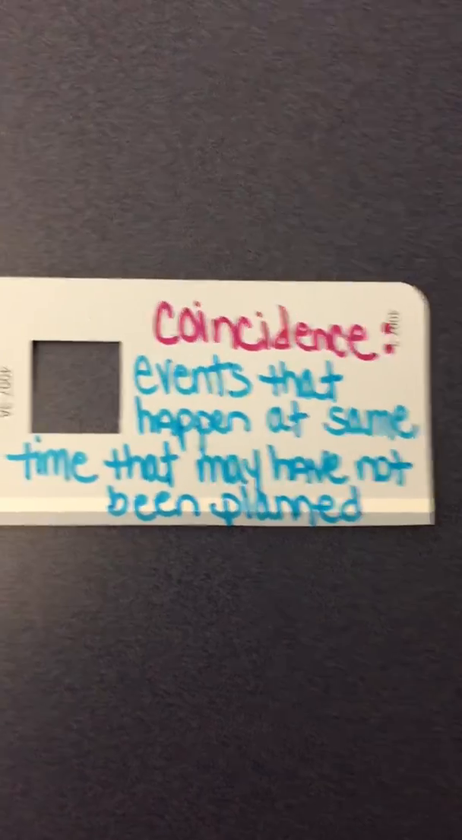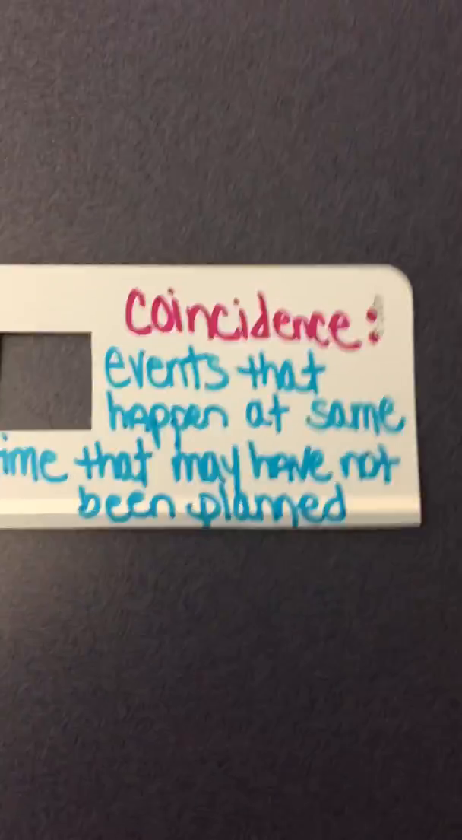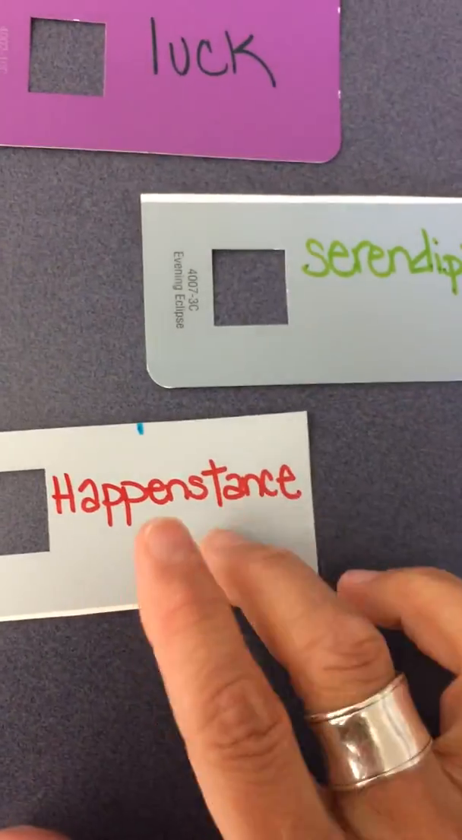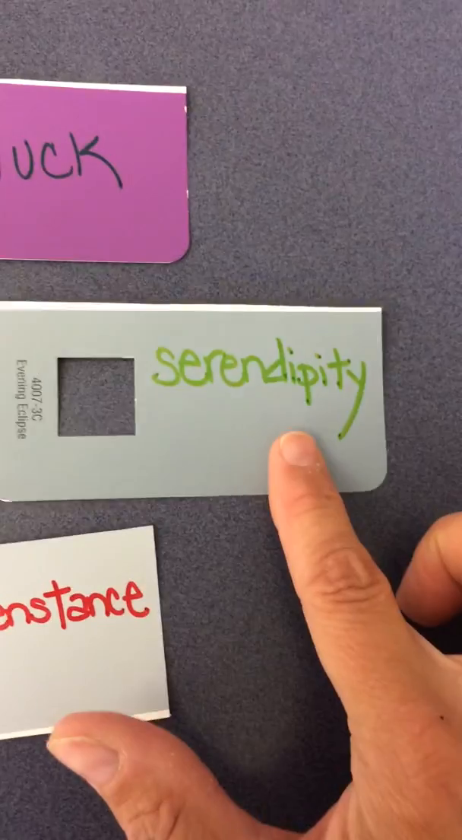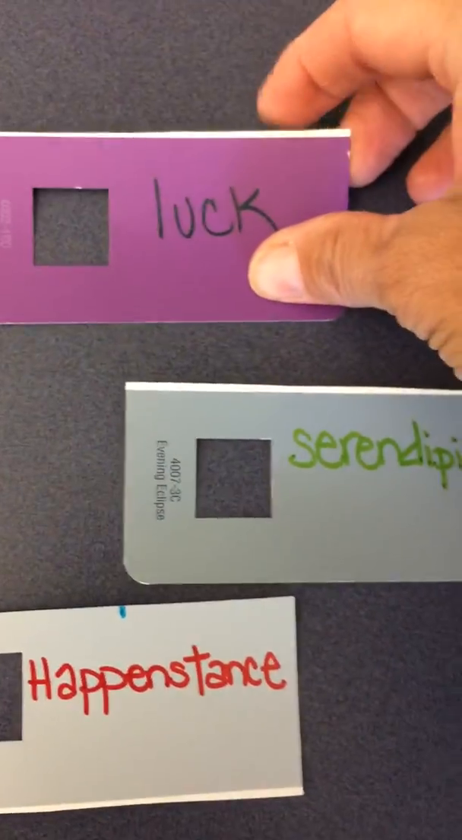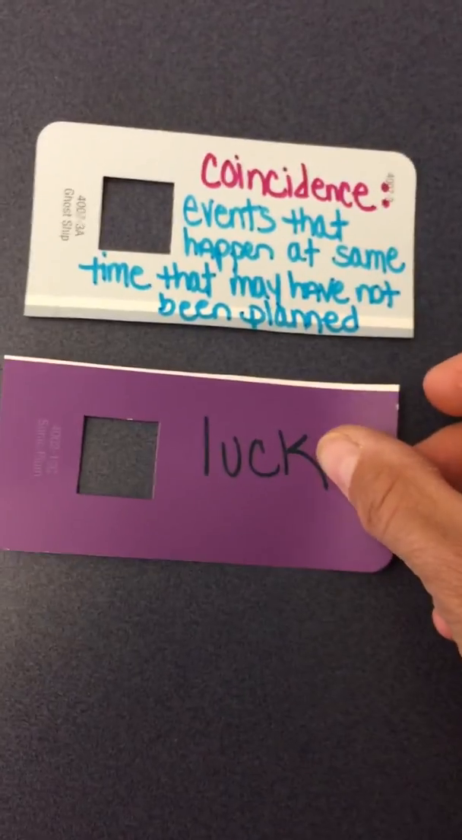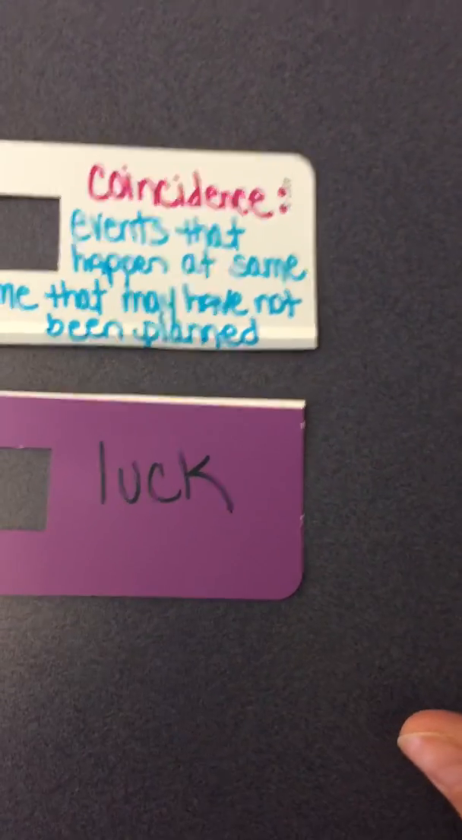Okay, so coincidence, the definition: events that happen at the same time that may not have been planned. Fine, great, I'm going to write that one down. Then I'm going to look at my words. I'm not really sure what that one means. But luck, I know. So I'm going to write luck down, but then I have to explain why I chose that.